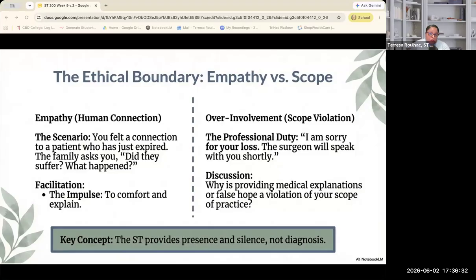So the appropriate response: I am sorry for your loss. The surgeon will speak with you shortly. But notice what that does. It acknowledges pain. It does not speculate. It does not interpret for our patients. It does not provide medical explanation. So in the chat, why would offering explanation, even if you were present, violate our scope?